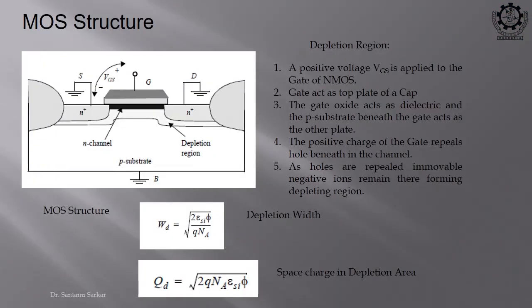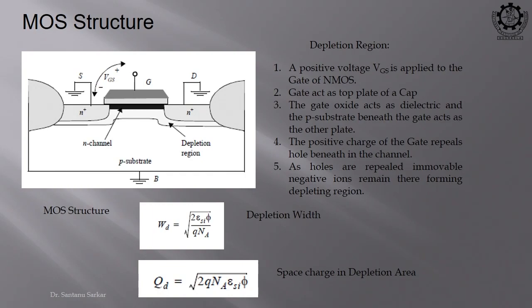Good afternoon, students. We will continue our discussion on MOS device structure and the current equation. Last day we saw the device structure of MOSFET, including both NMOS as well as PMOS. We have also discussed how the channel is inverted and what the threshold voltage of the MOSFET is.